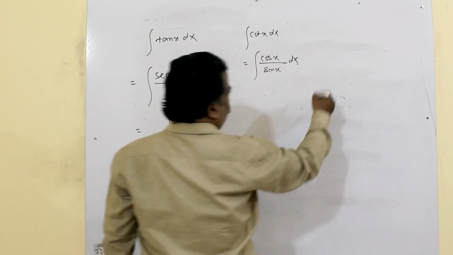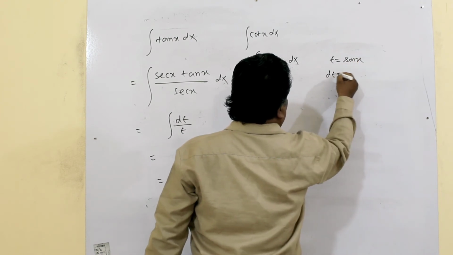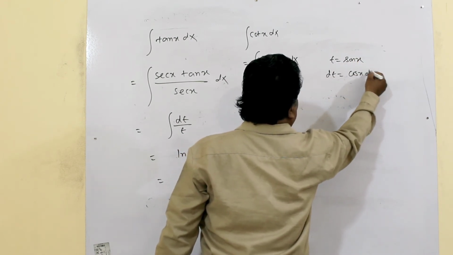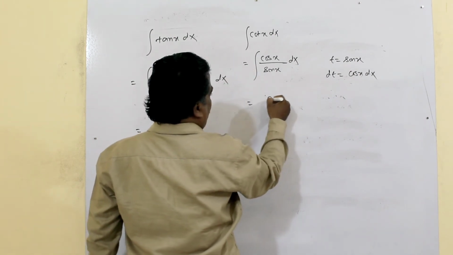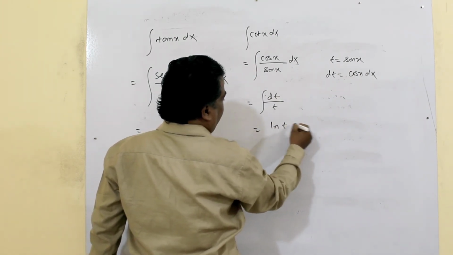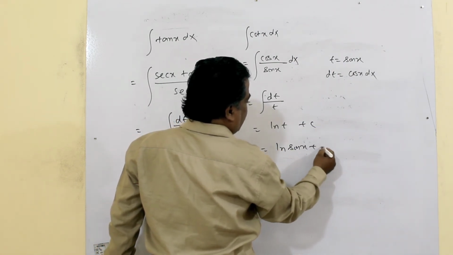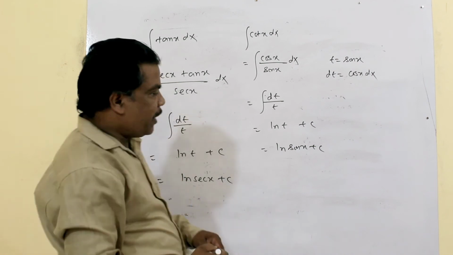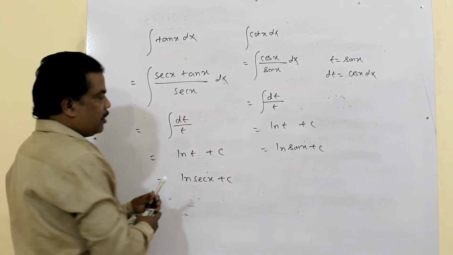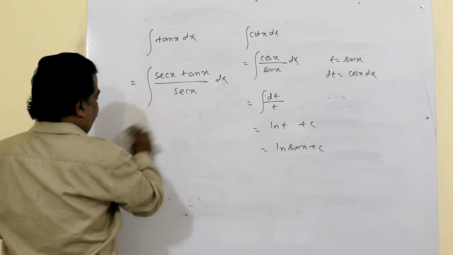If we put t = sin x, then dt = cos x dx, so the integral is ∫ dt/t = ln t, that is ln|sin x| + c. So the integral of cot x is ln|sin x| + c. Again, what is the integral of sec x?